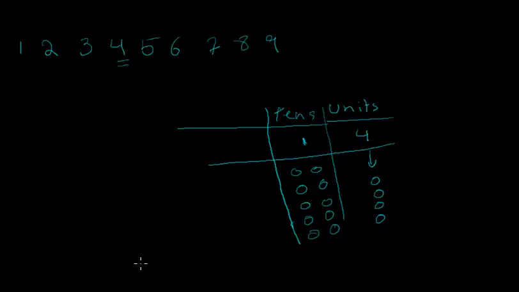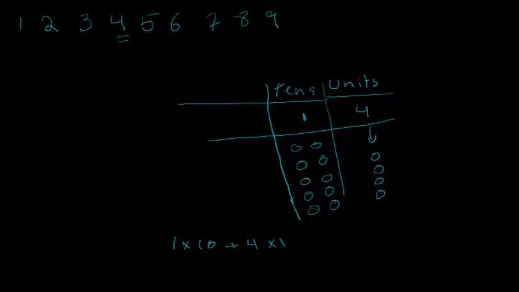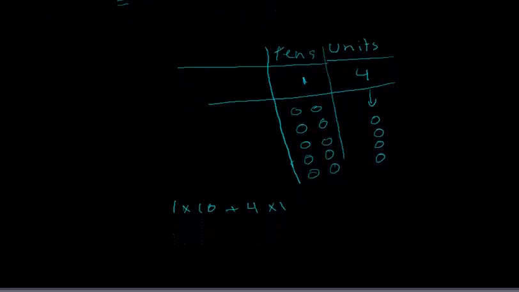This could also be written as 1 times 10 plus 4 times 1. Now, what if we have more than 99 items? Then we start another column, the hundreds column. The table will have 3 columns now, which would be hundreds, tens, and units. Let's continue our previous table.